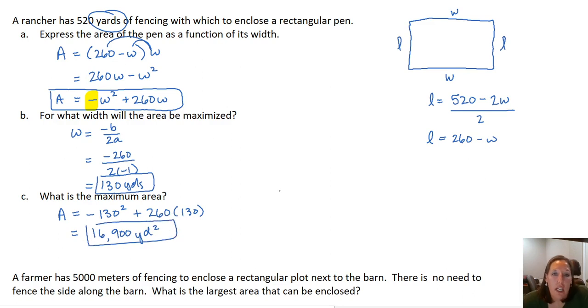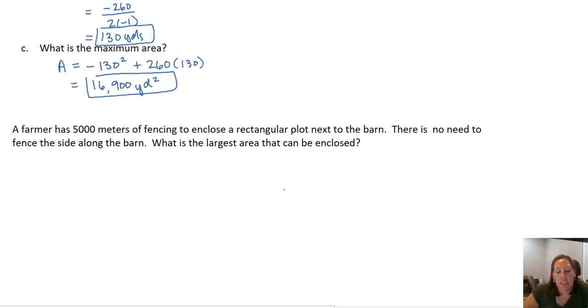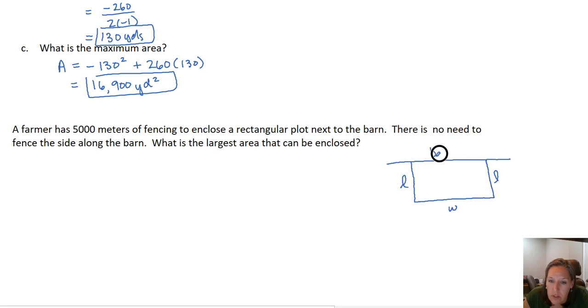All right, let's look at another one that's a similar setup, but we've got just one little change here. Here we have a farmer that has 500 meters of fencing to enclose a rectangular plot, but this one's next to a barn, and there is no need to fence the side along the barn. So one minor change here. So we've got our barn, and we're going to fence. So we'll do our width and our length, but we don't have to worry about fencing along the side of the barn.